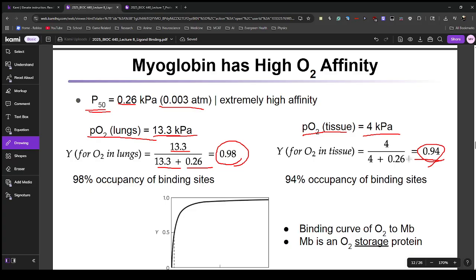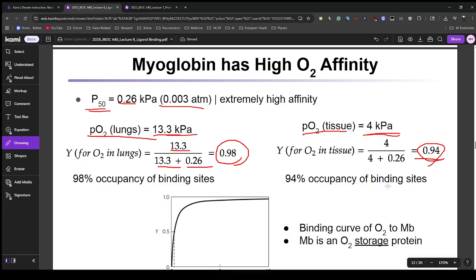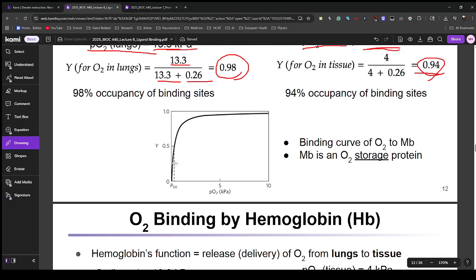But myoglobin still holds on to O2 very strongly, even in the tissue, even though there's less O2 there. Significantly less O2, like 1/3 the O2 in the tissue than there is in the lungs, and it still holds on to it really strongly. That tells you it's probably not the best idea to use myoglobin as an oxygen carrier, because your tissues need the oxygen. And if you're holding the oxygen with myoglobin, it's not being used by the tissue. And so here's the binding curve. You can tell it reaches this point very, very fast.